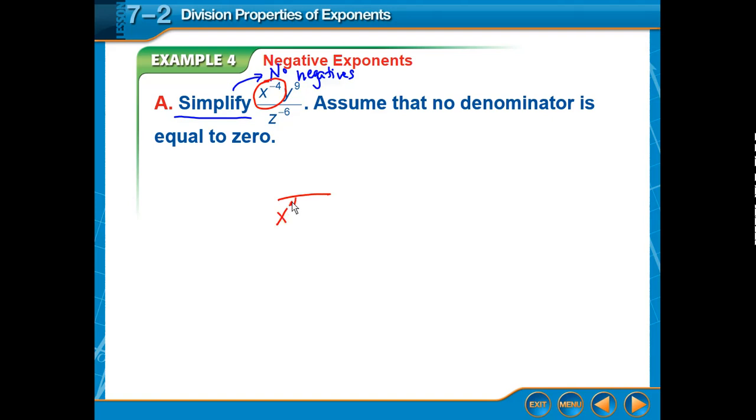For this one, I would say we're going to simplify this completely first. So what we're going to do is go piece by piece. The numbers: 75 over 15. We're doing 75 divided by 15, and I get 5.